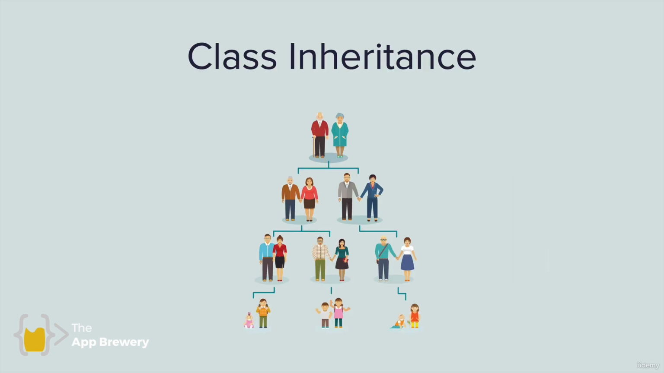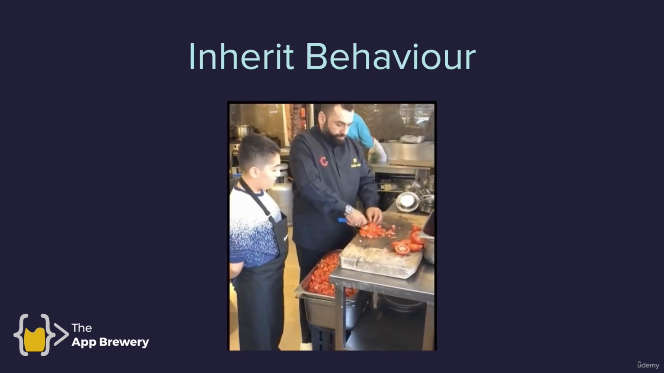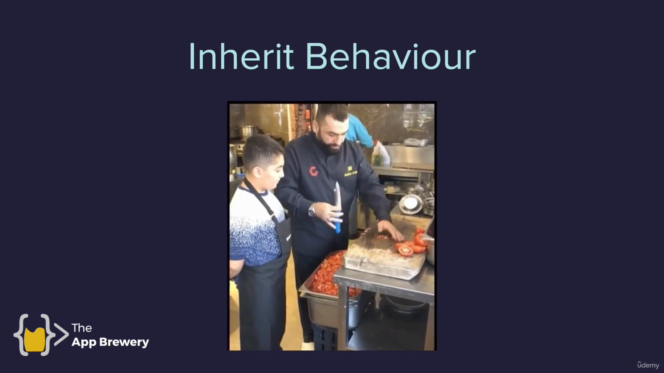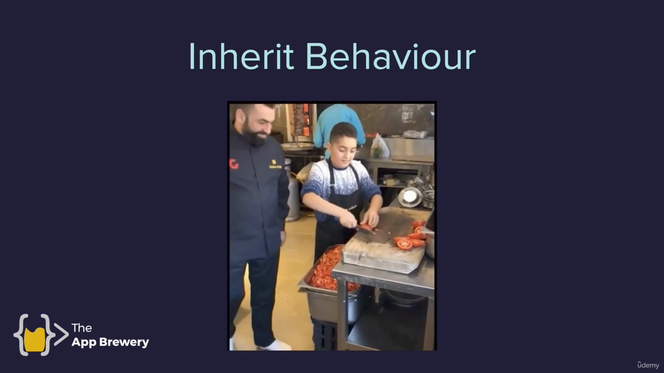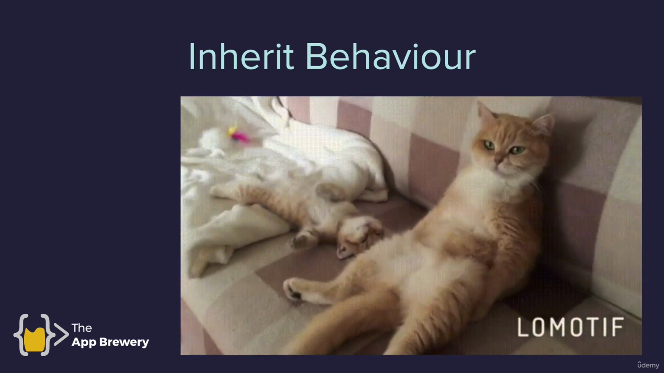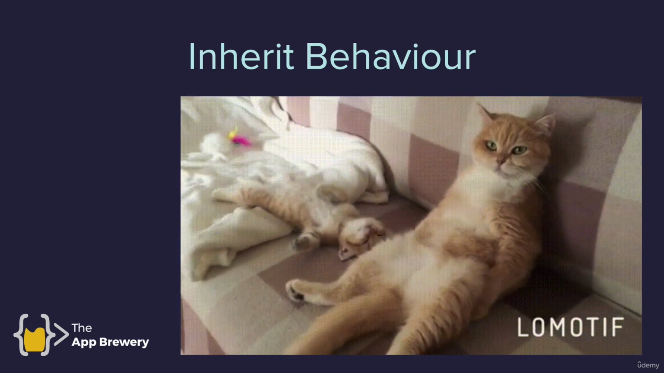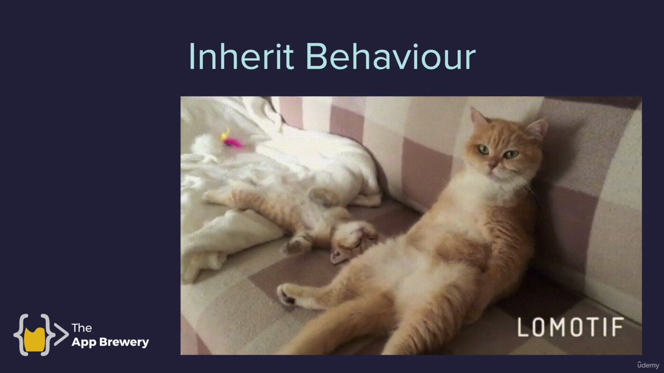When we're talking about class inheritance, you can inherit both appearance, so attributes, like for example, if you inherited the same eyes as your mother, or if you inherited the same nose as your grandfather. But you can also inherit behavior. So maybe you chop tomatoes in the same way that your dad chops tomatoes. And if you believe my mother, I'm lazy in the same way that my dad is lazy. So not only can we inherit appearance, but we can also inherit behavior.